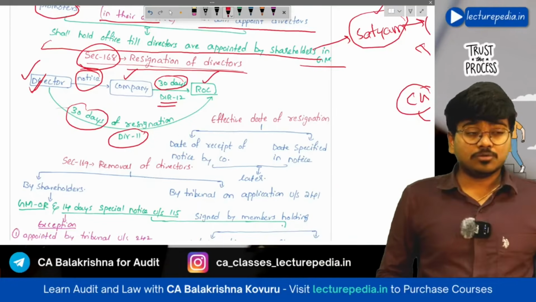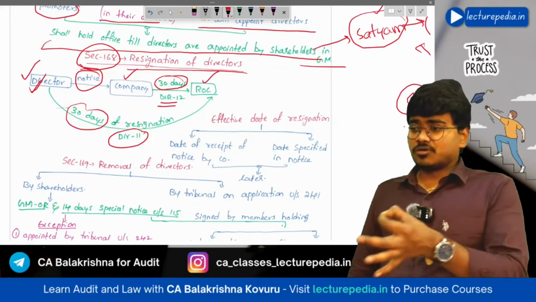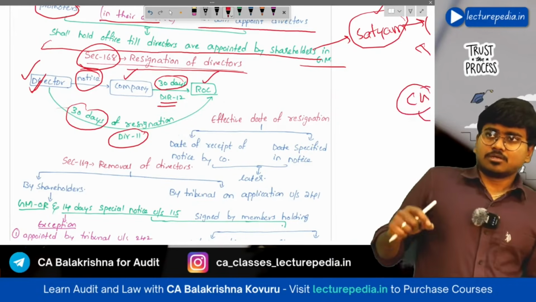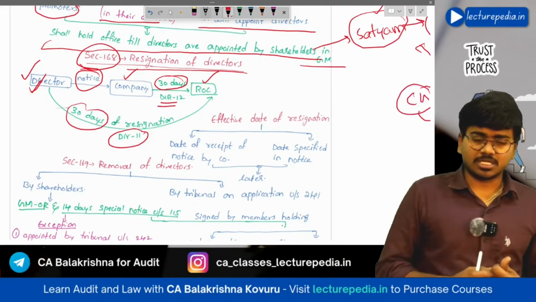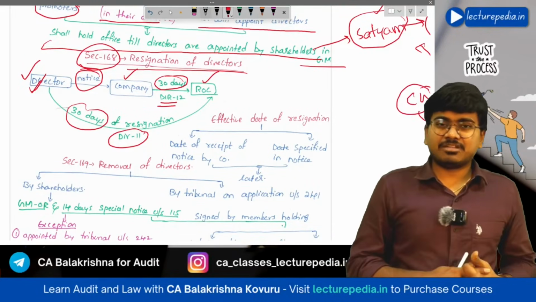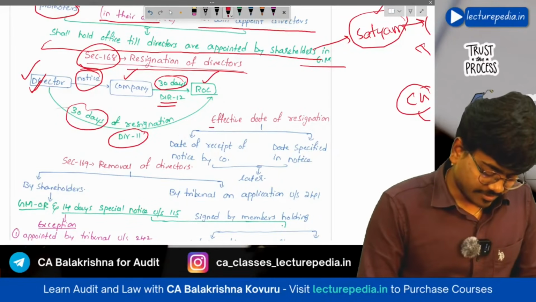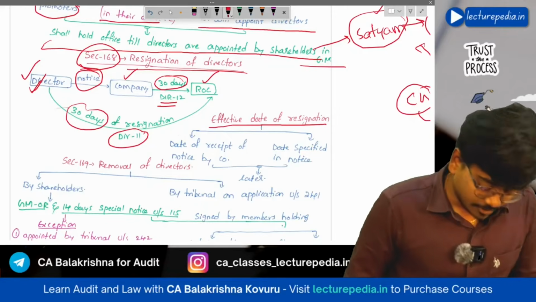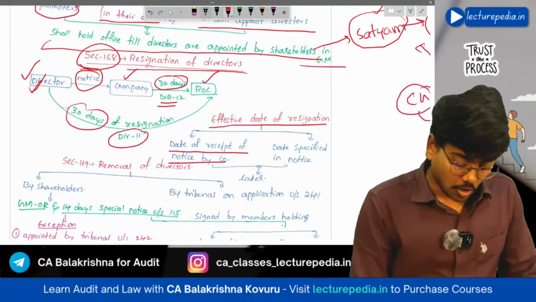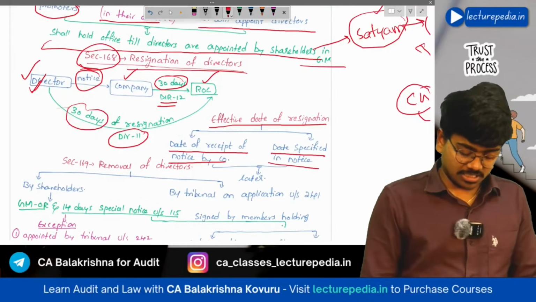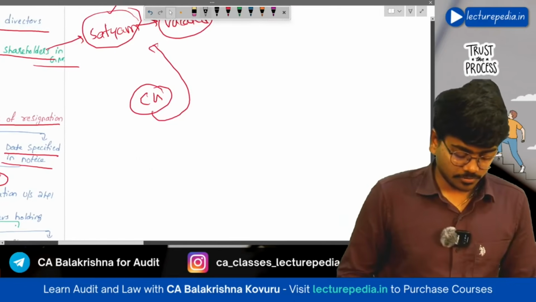Hope that is clear now. Okay, director, he will give notice of resignation to the company. Now here the question is, after the director gives notice of resignation to the company, from which date will the director be deemed to have vacated? Here the answer is, see, the effective date of resignation will be the later of the date of receipt of notice by the company, or the date specified in the notice, whichever is later. That would be the effective date of resignation. Let me tell you now.